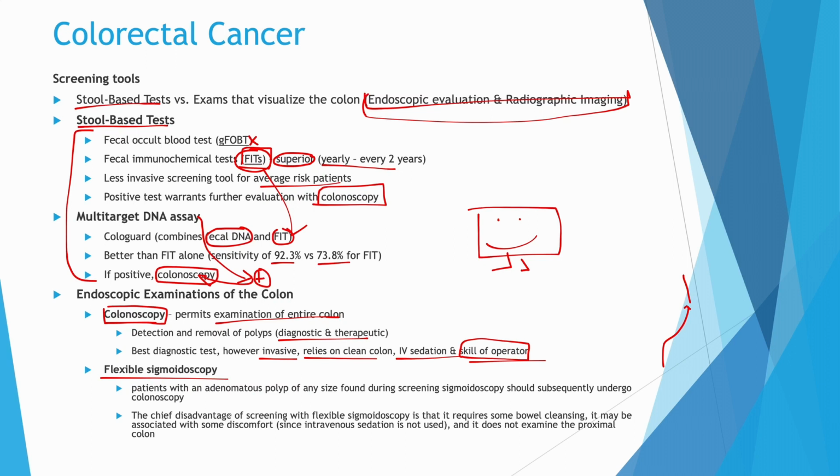The chief disadvantage of screening is that it still requires some bowel cleansing, such as enemas and things like that. It is kind of uncomfortable because usually they don't use IV sedation, and it doesn't see any of the other part of the colon, right? It misses most of the colon, although most polyps are found in this area. Again, any patient that finds a polyp requires the colonoscopy. Everything leads back to the colonoscopy. Every abnormal leads back to colonoscopy.